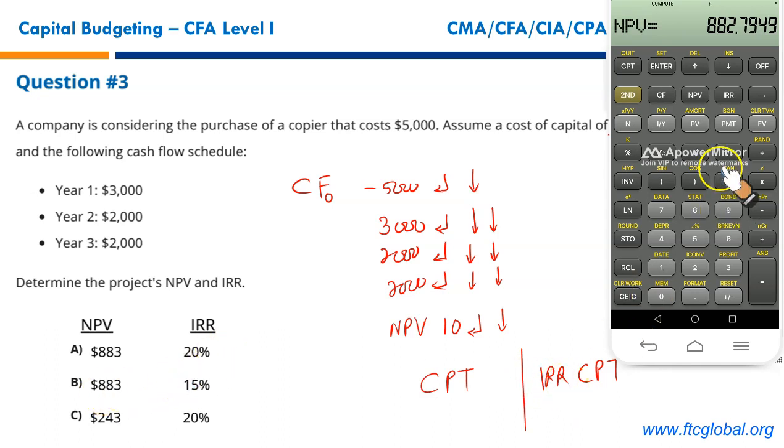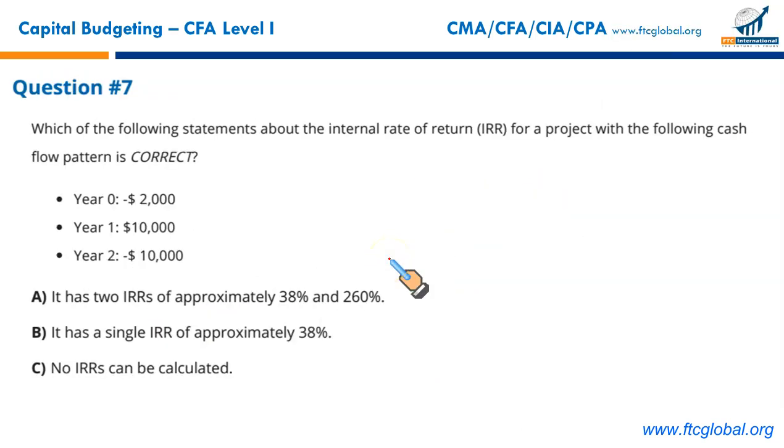You simply need to press the IRR button. IRR, CPT, that's 20.64. That makes A the correct option. Again, a computational question. Which of the following statements about the internal rate of return for a project with the following cash flow pattern is correct?